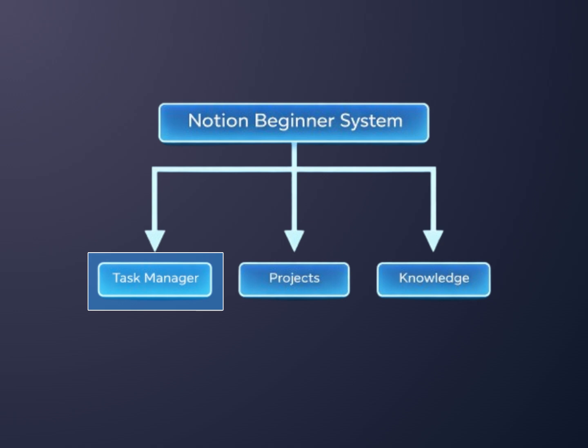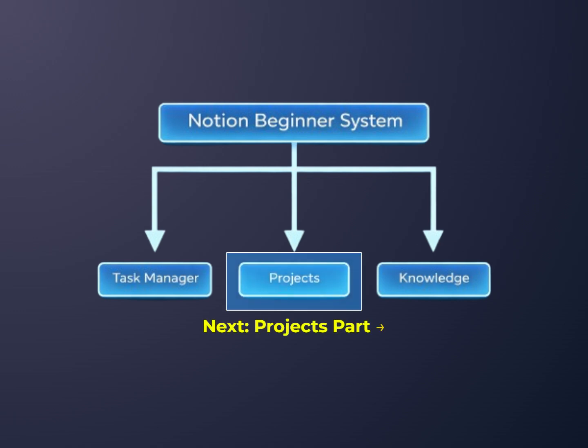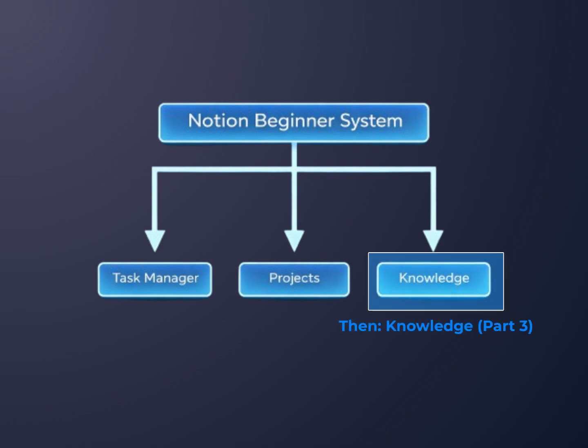Now you have a simple and clean task manager inside your Notion Beginner System. You can use this to keep track of your tasks, stay organized, and clearly see what you need to work on next. This is just the first part of the system. In the next video, we'll build your project's database so you can organize your work at a higher level and connect everything together. Then in part 3, we'll complete the system by adding your knowledge database, where you can store ideas, notes, and everything you want to remember.